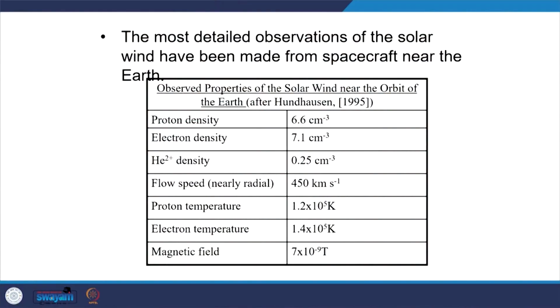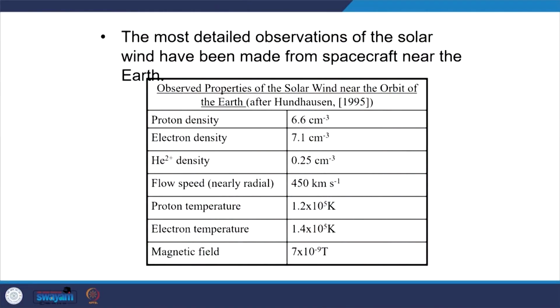These are the observed properties of solar wind near the orbit of the Earth. Near the orbit of the Earth, you will see that there will always be 6.6 protons per cc, and there will be 7.1 electrons per cc, and there will be He2+ ions. He2+ ions will be 0.25 per cubic centimeter.